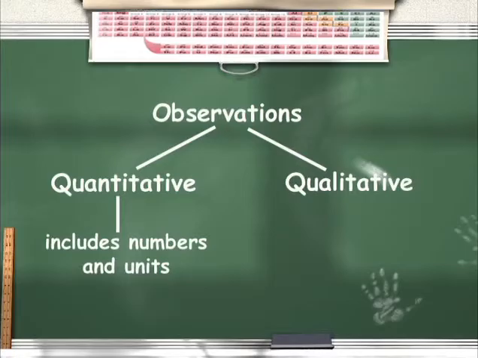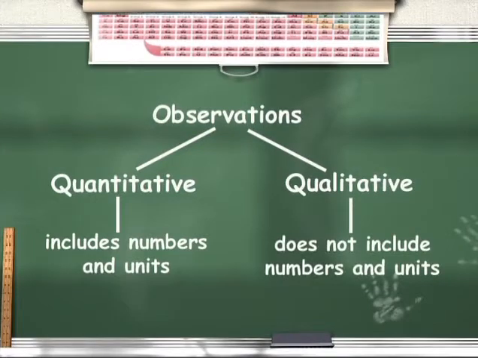The word quantity means amount, and because quantitative observations are measurements, they must include an amount, such as 25 grams or 2 centimeters. Qualitative observations do not include numbers. When you hear the slogan, "It's the quality of the time you spend, not the quantity," you know that quality of time does not depend on the amount of time.